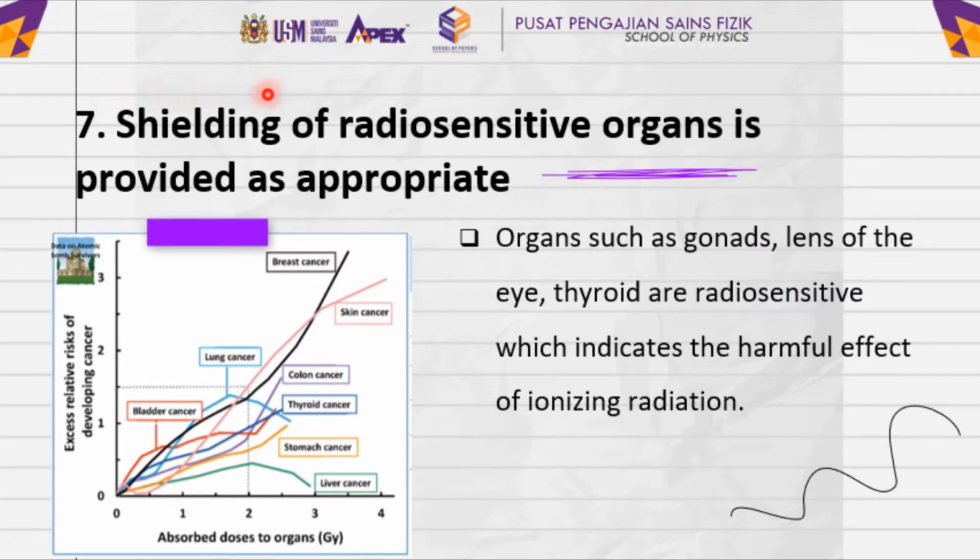Next, shielding of radiosensitive organs is provided as appropriate. Radiosensitive organs are organs that are very sensitive to and most likely to receive harmful effects from ionizing radiation. Some of the radiosensitive organs are the gonads, lens of the eyes, and thyroid. These organs need extra care and appropriate shielding from radioactive substances.